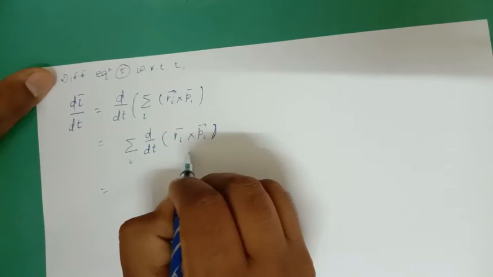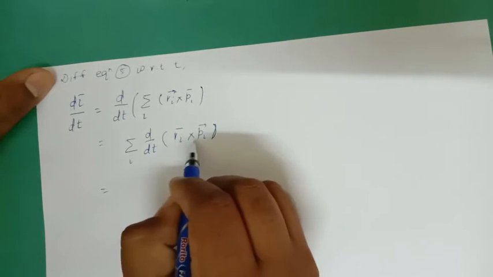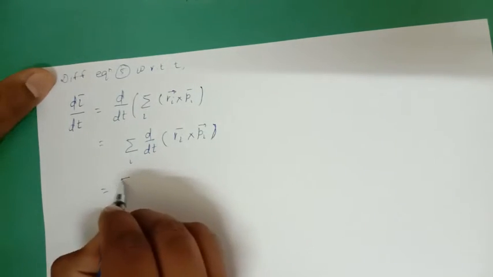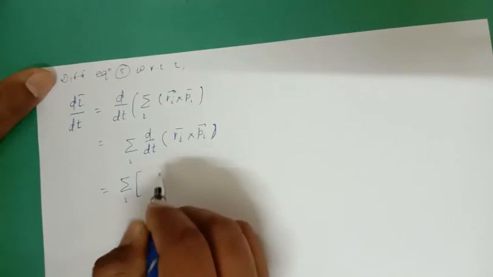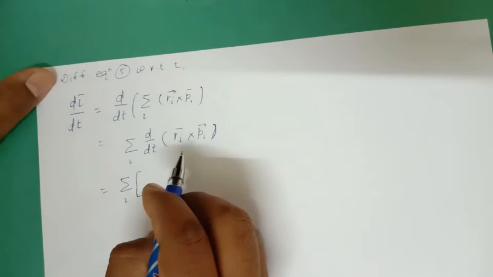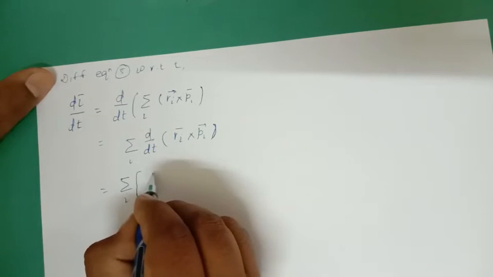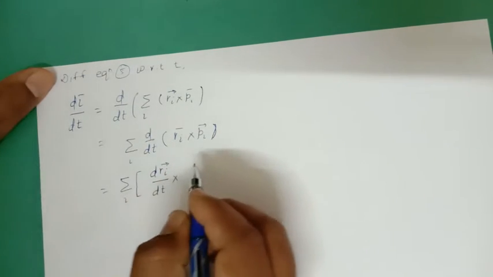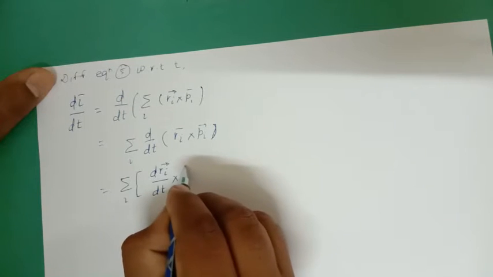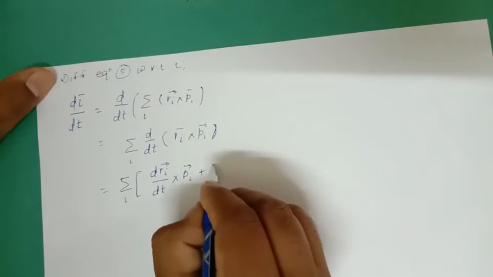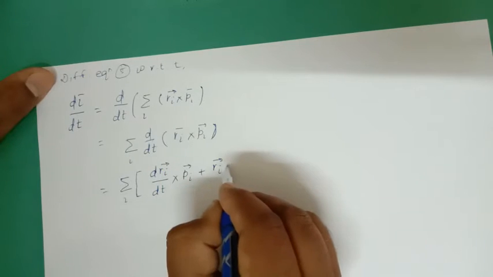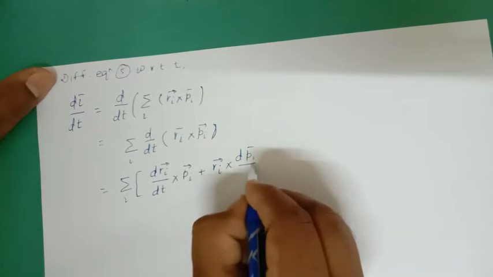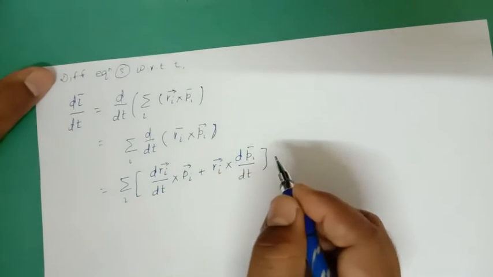Okay, so what is the derivative of these two terms? Yes, product rule. Derivative of the first term, keeping the second term constant, plus derivative of the second term, keeping the first term constant. So summation sign as it is. I write the derivative of the first term, keeping the second term as a constant: dRi by dt cross Pi, plus Ri as it is, the first term, and since it is a cross product, dPi by dt.